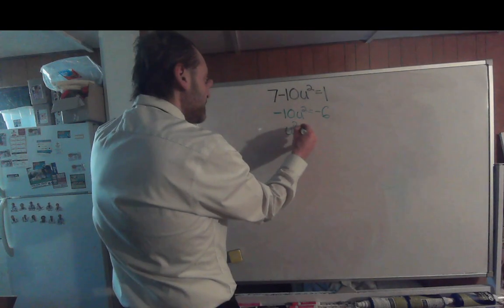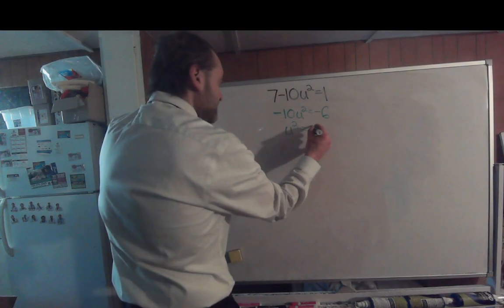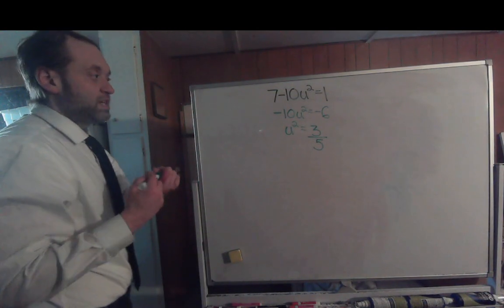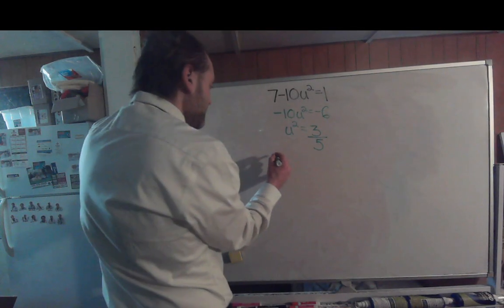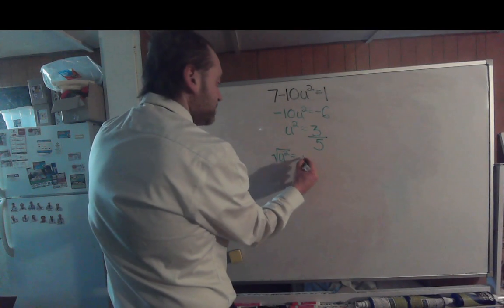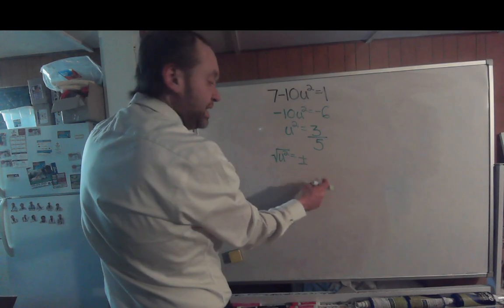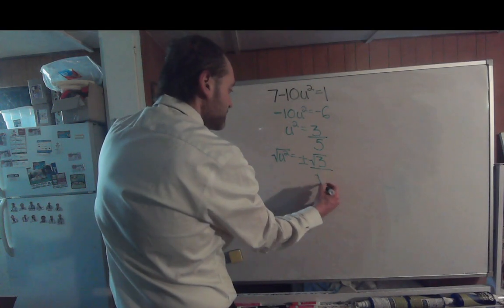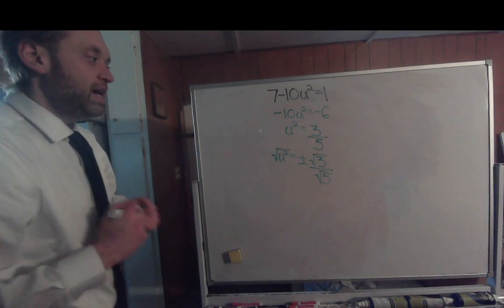You would get u squared is equal to negative 6 divided by negative 10, which would turn into positive 3/5. So u squared is equal to 3/5. Now we'll just take the square root of both sides, so square root of u squared equals both plus and minus the square root of 3/5, which when you're dividing, the square roots also separate just like they do when you're multiplying. So this will be plus or minus the square root of 3 over 5.